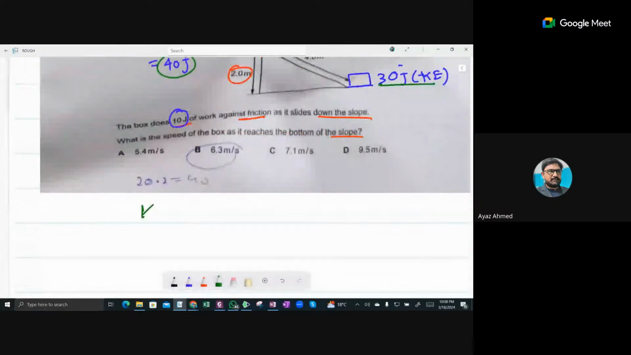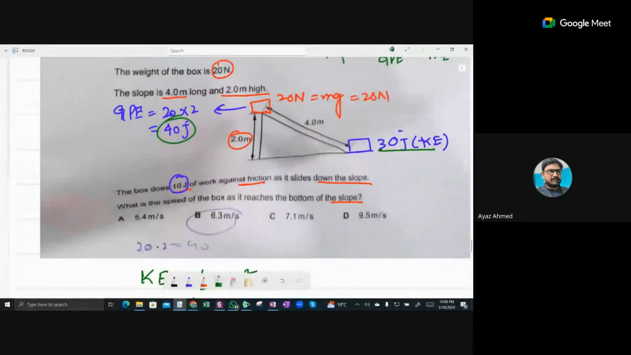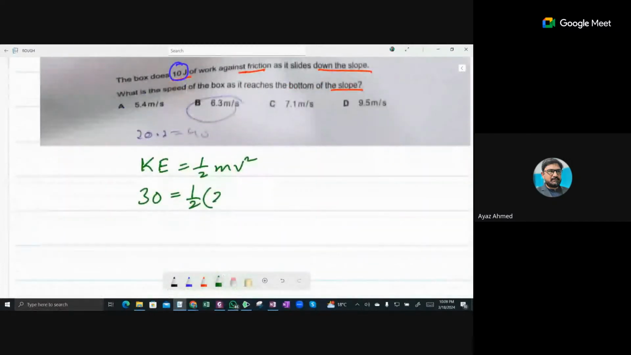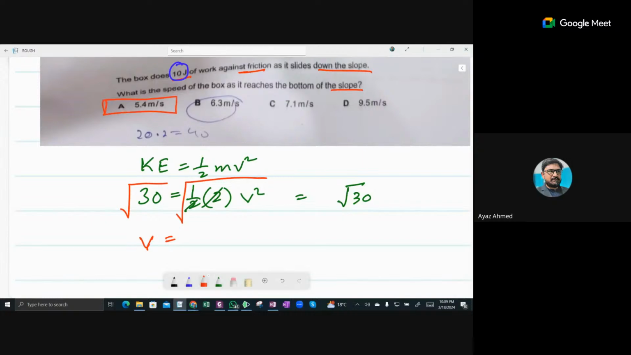So 30 is equal to 1 by 2, what was its mass? Sorry, weight is 20 Newton. It means mass can be used as 2 kg, and v squared. So 2 and 2 would be gone. What is the square root of 30? Yes, you have to take square root on both sides, then you will get the speed. 4 fours are 16, 5 fives are 25, 6 sixes are 36. No, it would be almost this one. Check the answer from calculator.